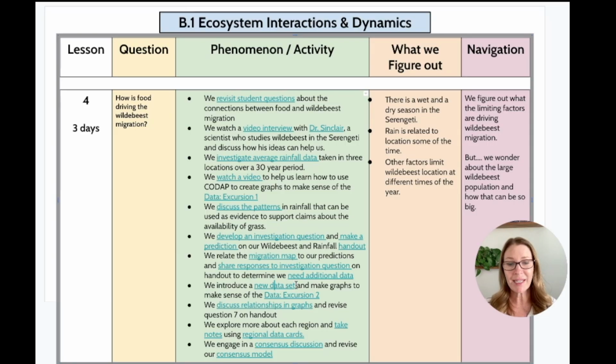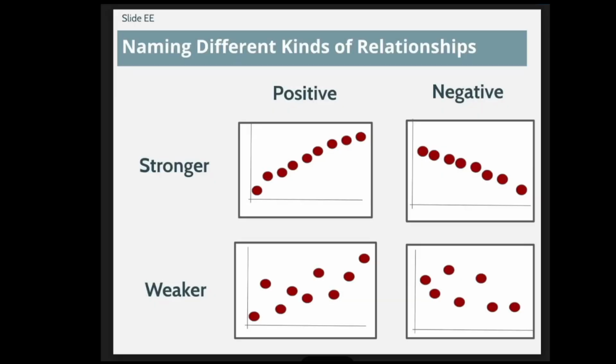So we're going to look at that data set. They're going to make some graphs, and then we're going to look for patterns again. So we're going to discuss the relationships in the graphs. And when we do this, we're going to introduce the terms of a positive relationship or a negative relationship with the graph. And so if it's going up, it's considered positive. It's going down, it's considered negative.